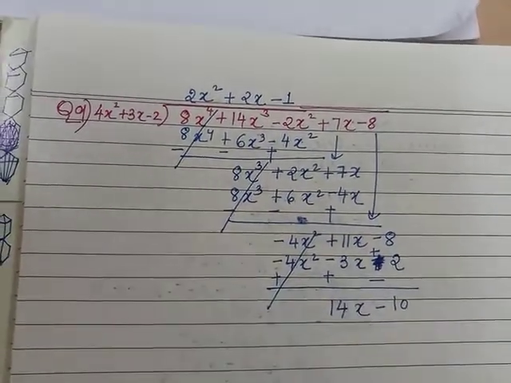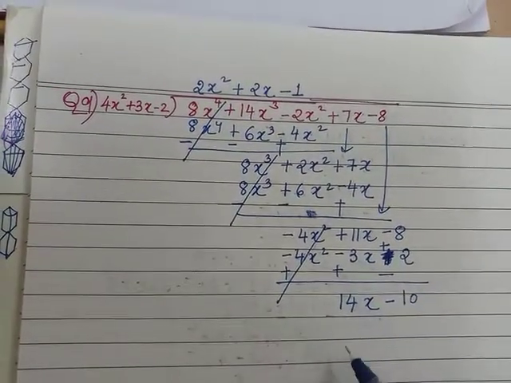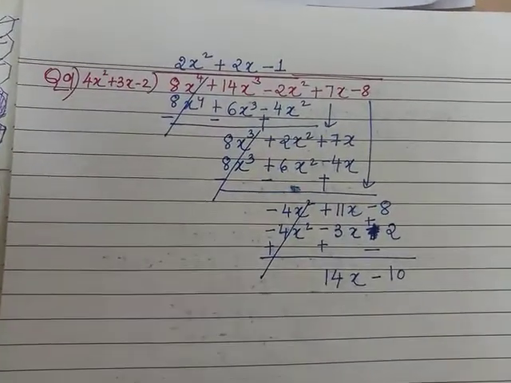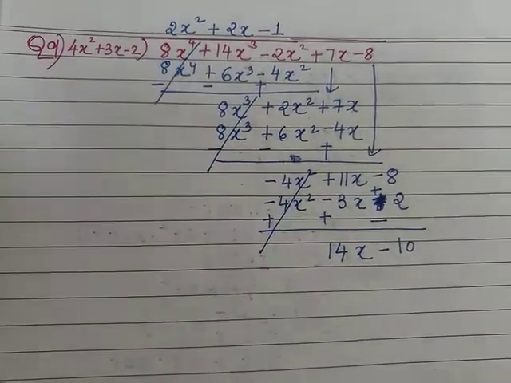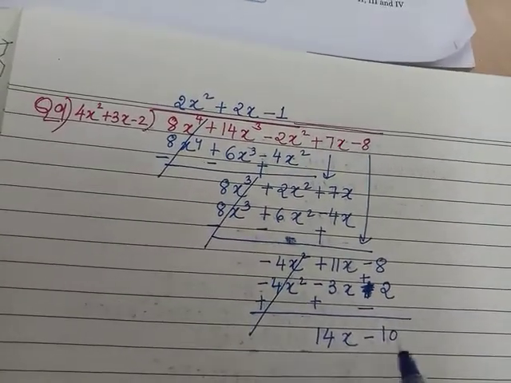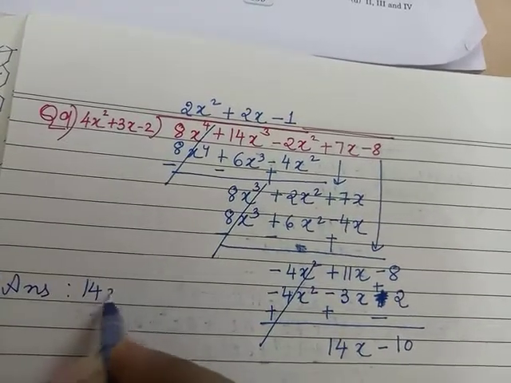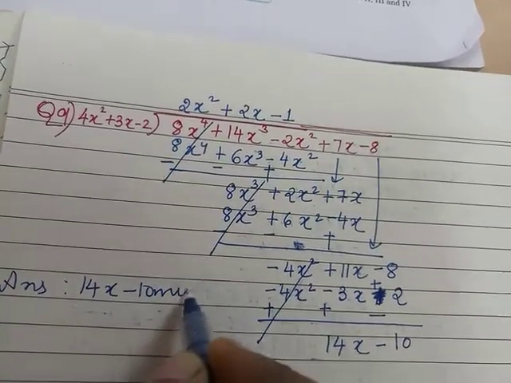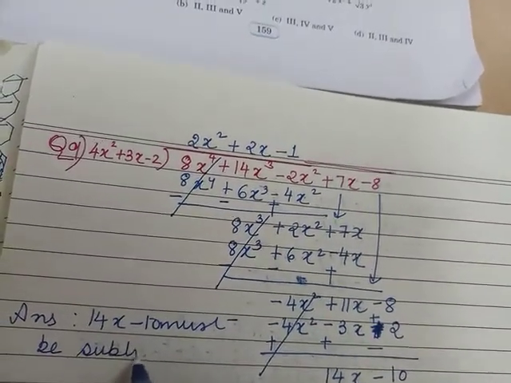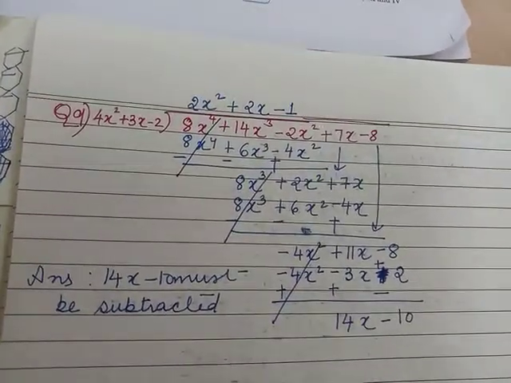So this way we have completed the division. So what is left? 14x minus 10 is left in the remainder. So if we subtract this from the given expression, the algebraic expression is going to get exactly divisible. So in the question they are asking what must be subtracted. So in answer line you will write 14x minus 10 must be subtracted. Okay, children? Then it will get exactly divisible. So you can write the complete statement.